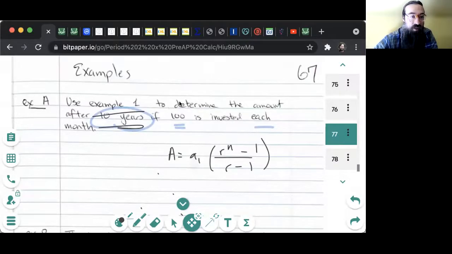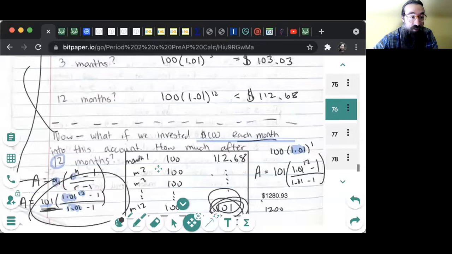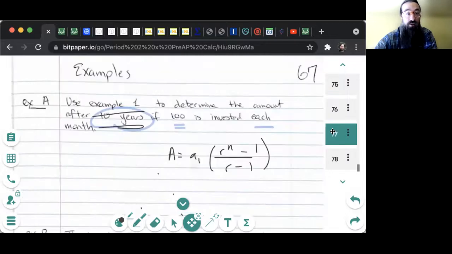All right, folks, we're using example 1 to determine the amount after 10 years if 100 is invested each month. Well, this is saying to use example 1, so we're supposed to take that literally. Everything is going to be the same except for how long it's being invested. In example 1, it was 12 months. In this example A, it's going to be a different amount, but we're still using the 1%. And we're still using 101 as the first term.